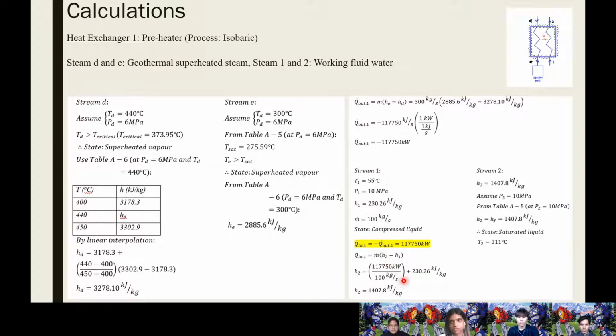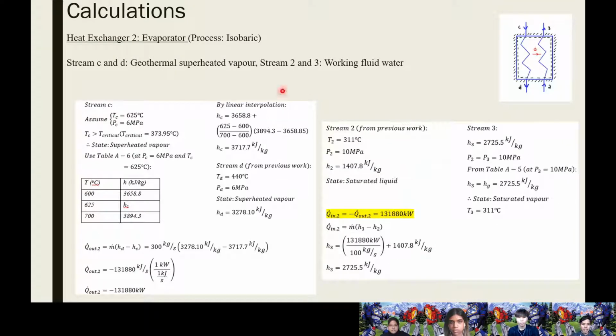And by energy balance equation, we found that H2 equals 1407.8 kilojoule per kilogram. And for stream 2, we do some analysis from table A5 at pressure 10 megapascal. We found that it is in the state of saturated liquid, and T2 is equal to 311 degrees Celsius. And for the evaporator, we basically use the same procedure where we found the Q out by the geothermal superheated vapor. We assume the inlet of the geothermal superheated vapor into the evaporator, and the outlet stream of the geothermal superheated vapor exiting the evaporator.